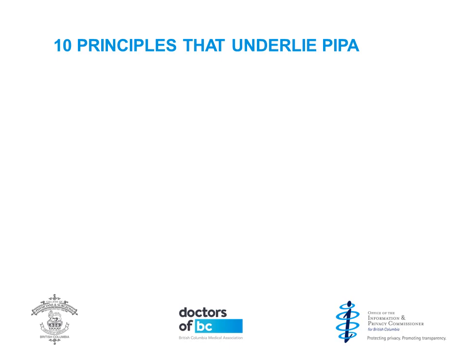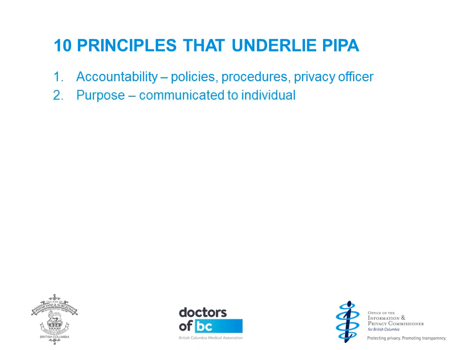The obligations your organization has are based on 10 principles that underlie PIPA. You have a legal responsibility to protect personal information by putting policies and procedures in place that promote good practices for handling it, including appointing a privacy officer and making their name and contact information publicly available. There needs to be a reasonable purpose for collecting, using, and disclosing personal information, which must be communicated to the individual. Consent needs to relate to the purpose, and it can later be changed or withdrawn.